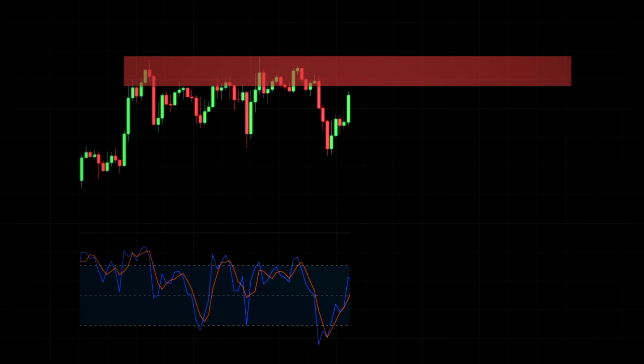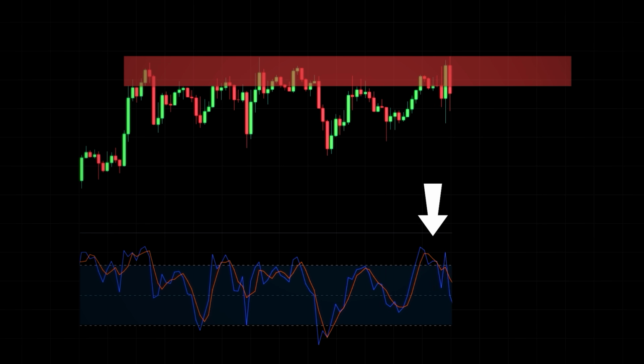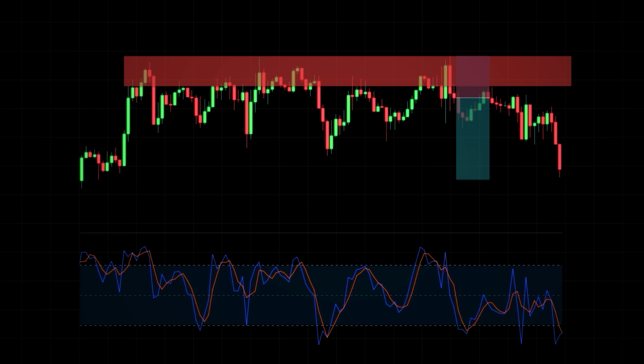So here, as price approaches this level again, we notice that stochastic has entered the overbought zone and shortly after gives us that bearish crossover. The K line begins to fall below the D line. Once the oscillator drops back below its overbought level, that can become your opportunity to enter a short position.